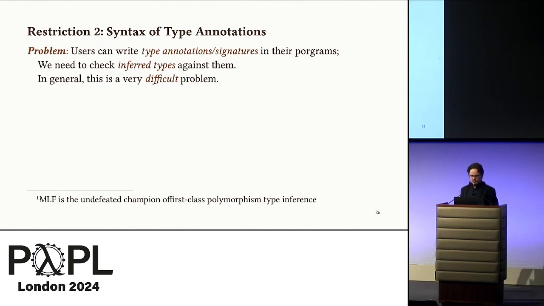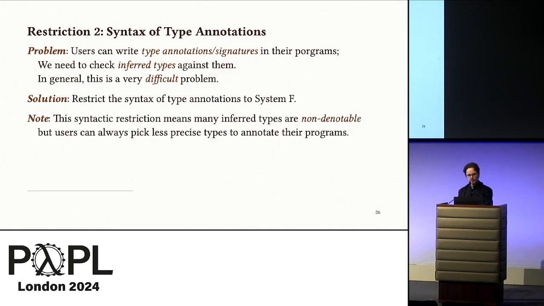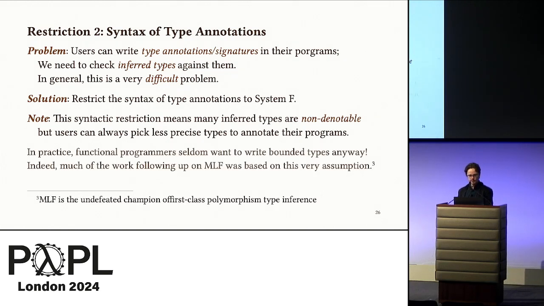So the users can write type annotations in their programs, but it's very hard to check these annotations if they use bounds. And so we restrict the syntax of type annotations to SystemF types, so that users cannot use actual bounds in their type annotations. And we argue that this is fine because functional programmers don't actually care that much about bounds in their polymorphic types. In Haskell, for example, there's no bounds, but there are many uses of first-class polymorphism.